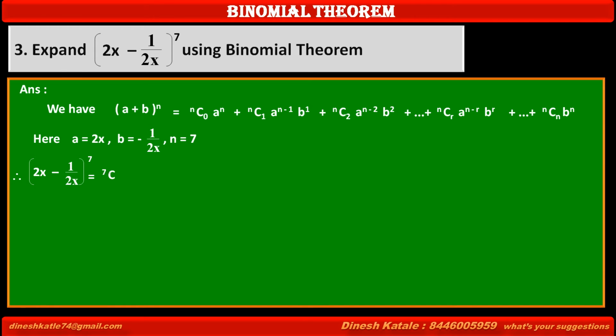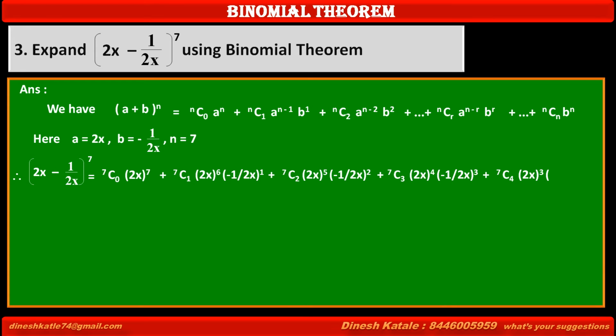is equal to, first term is 7C0 (2x)^7 plus second term is 7C1 (2x)^6 into (-1/(2x))^1 plus third term is 7C2 (2x)^5 into (-1/(2x))^2 plus fourth term is 7C3 (2x)^4 (-1/(2x))^3 plus fifth term is 7C4 (2x)^3 (-1/(2x))^4 plus sixth term is 7C5 (2x)^2 (-1/(2x))^5 plus seventh term is 7C6 (2x)^1 (-1/(2x))^6 plus last term is 7C7 (-1/(2x))^7.